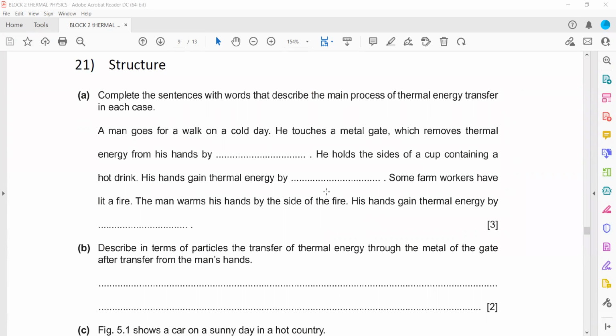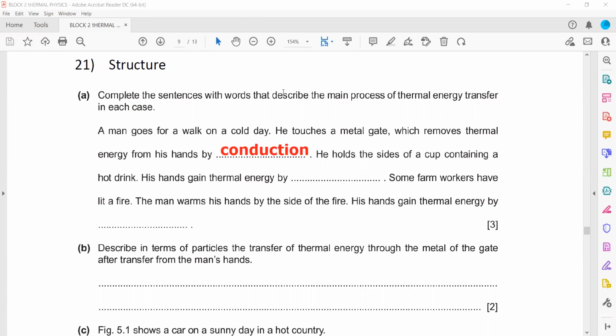So, in question 21, complete the sentence with the word that describes the main process of thermal energy. A man goes for a walk on a cold day. He touches a metal gate which removes the thermal energy from his hand by... So whenever two objects are in contact, how does the energy transfer? The energy transfer is by conduction.